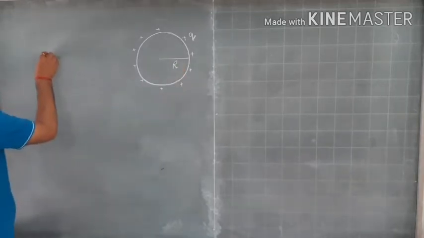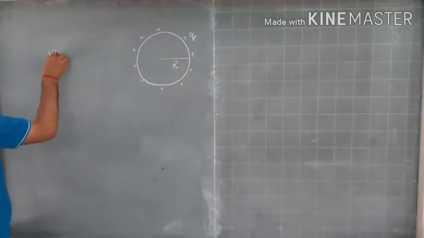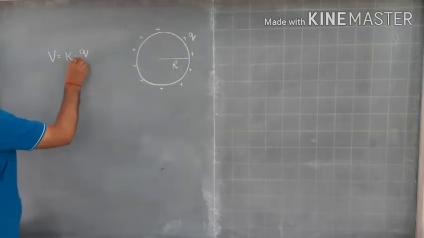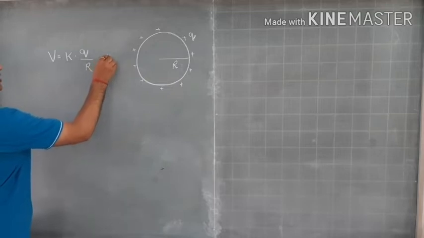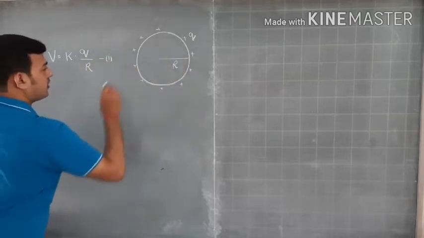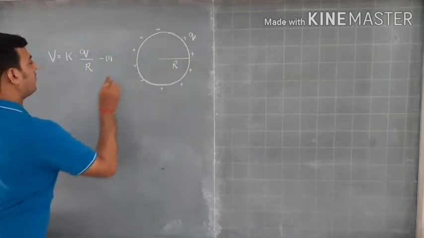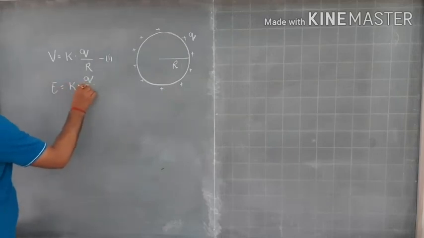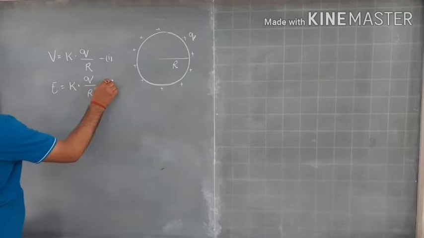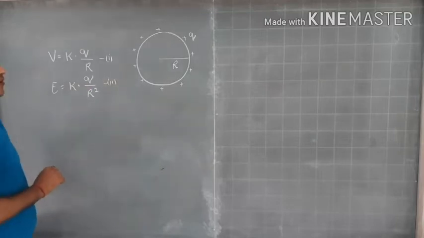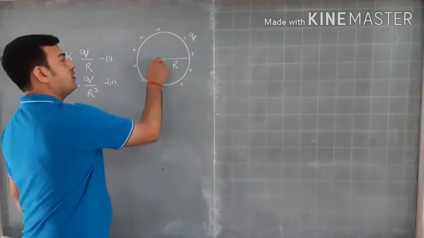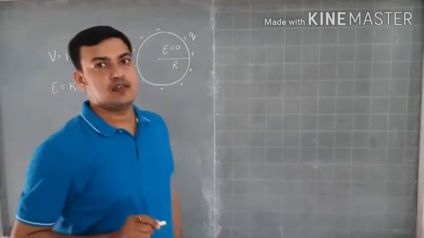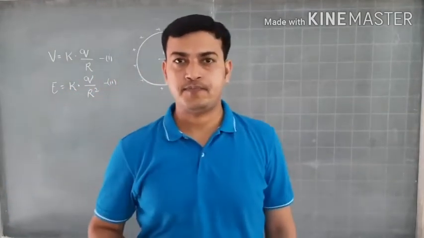So we know that the potential on the surface of this shell is given by k times the charge divided by the radius. And if I wanted to find the field on its surface, then the field is k times the charge divided by the radius square. It is the magnitude of the electric field, and remember that the field inside this hollow shell is 0.